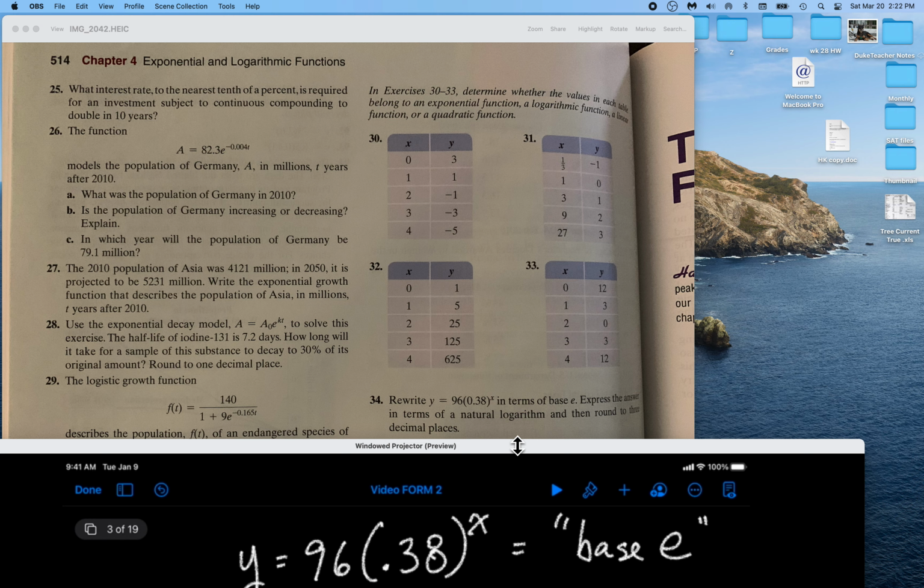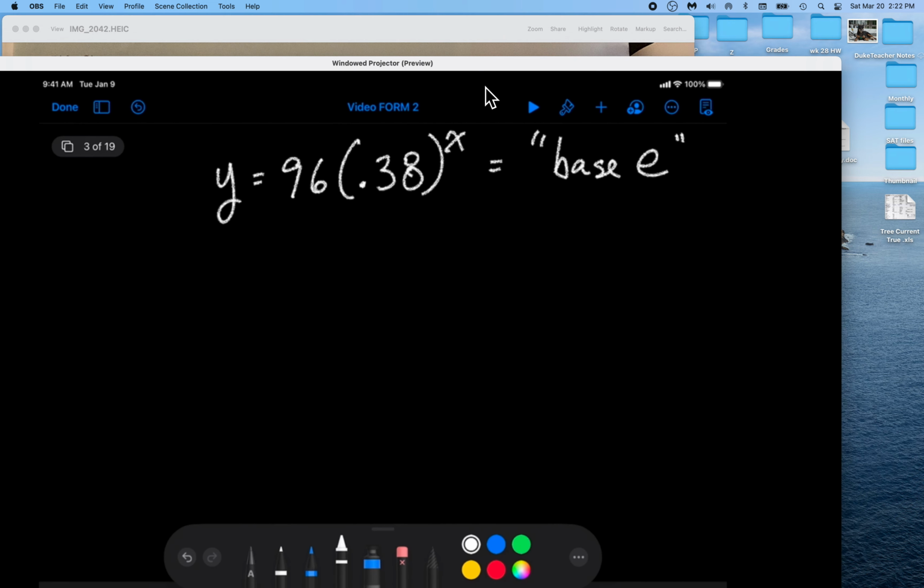Okay, let's talk about what they want. This equation is currently in the form of y equals a times b to the x. Now a throughout this discussion is going to stay the same. The action has nothing to do with this 96. That's going to be carried all the way down, and we're not going to mess with that. But this is fascinating. So in this particular problem, b is equal to 0.38.